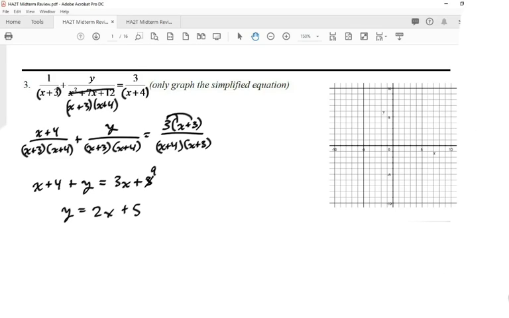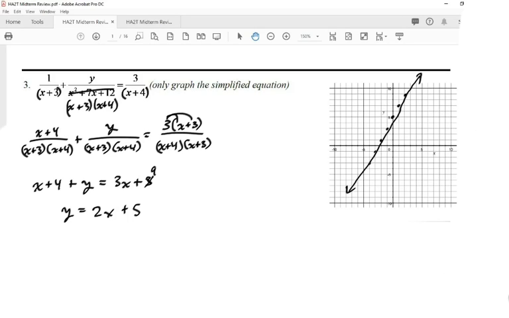So we go to 5, we draw our point, and then we go up 2, right 1, up 2, right 1, down 2, right 1, and so on. Okay, so we get our equation right here, or our line. It's kind of sloppy, sorry about that. I didn't hit all the points, but I want to make a point here.